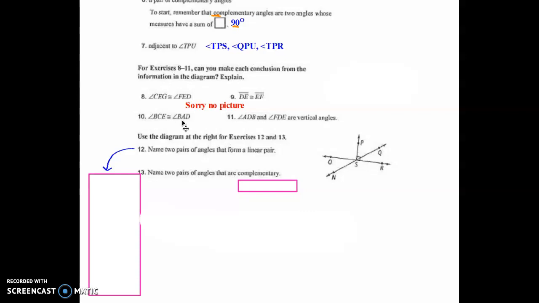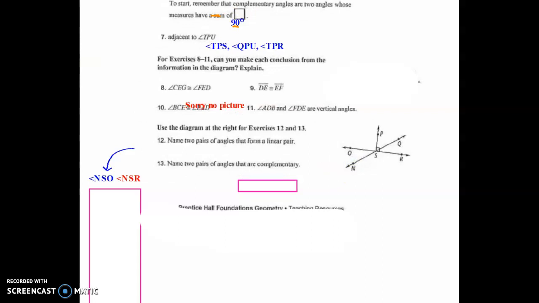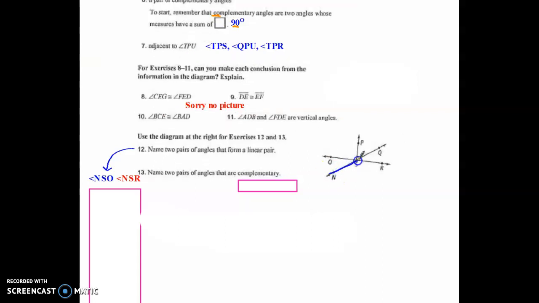Number 12, name 2 pairs of angles that form a line. Well, there's lots of answers to number 12, and I will show them to you. Try that again. NSO, that's the blue, and then the red, NSR. They form a linear pair. Everybody happy with that? And we have lots more.